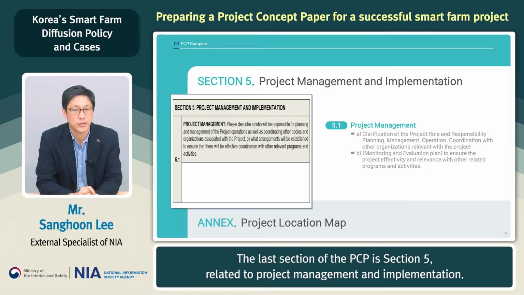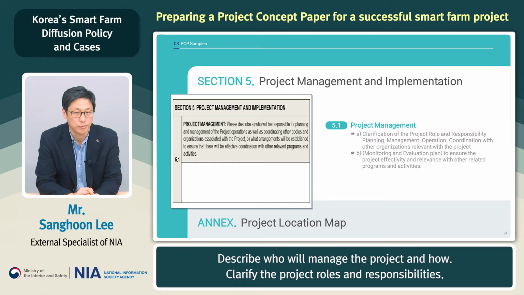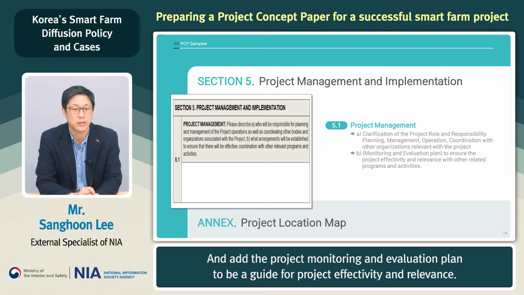The last section of the PCP is Section 5, related to project management and implementation. This describes who will manage the project and how. Clarify the project roles and responsibilities. And add the project monitoring and evaluation plan to be a guide for project effectiveness and relevance.